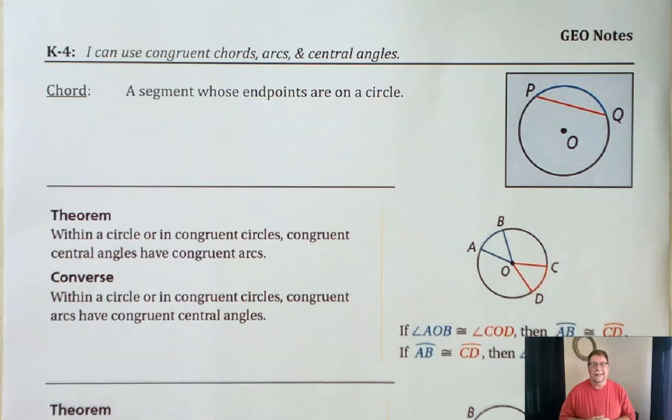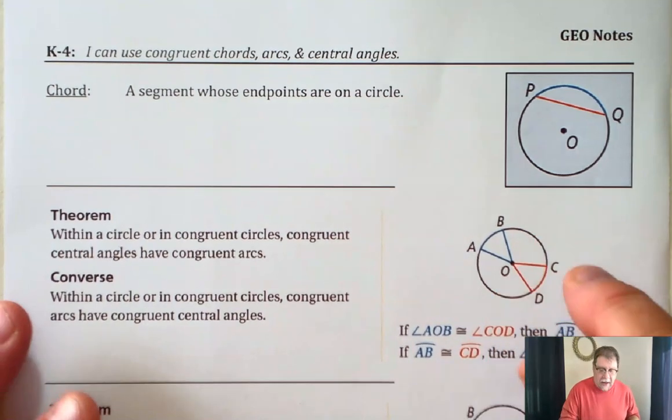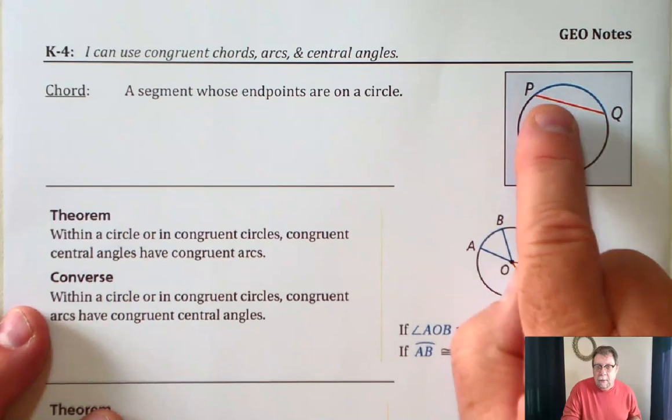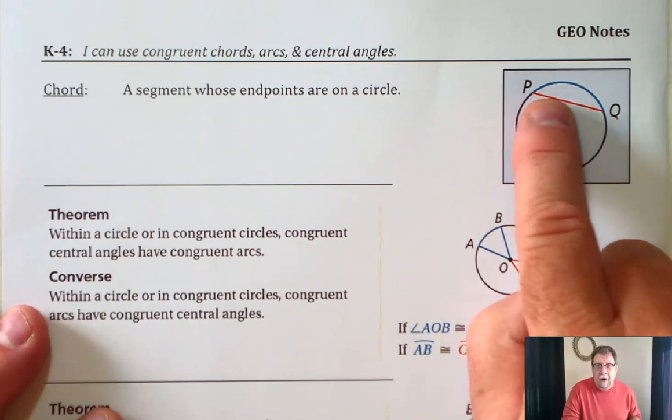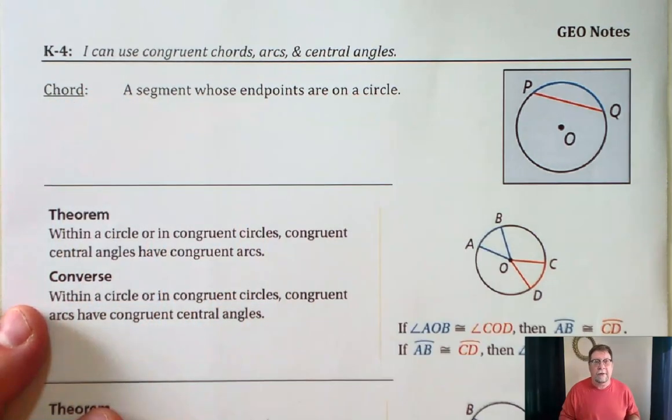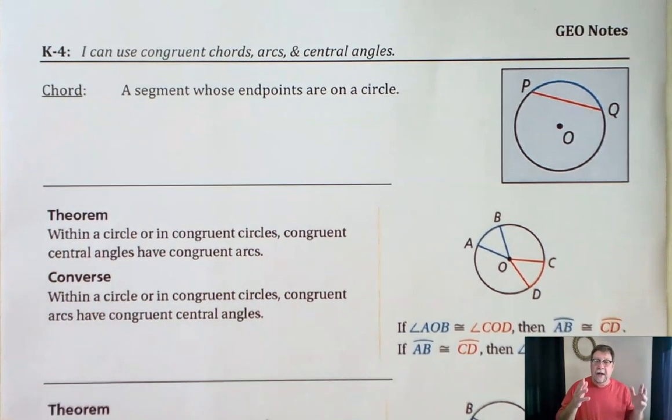All right, we are looking at several theorems in conjunction with arcs and central angles and another thing called a chord. Well, you know that a diameter goes from one side of a circle through the center to the other side, but what if it doesn't go through the center? We simply call it a chord. So that's what a chord is, a segment whose endpoints are on a circle. So a diameter is a kind of chord.